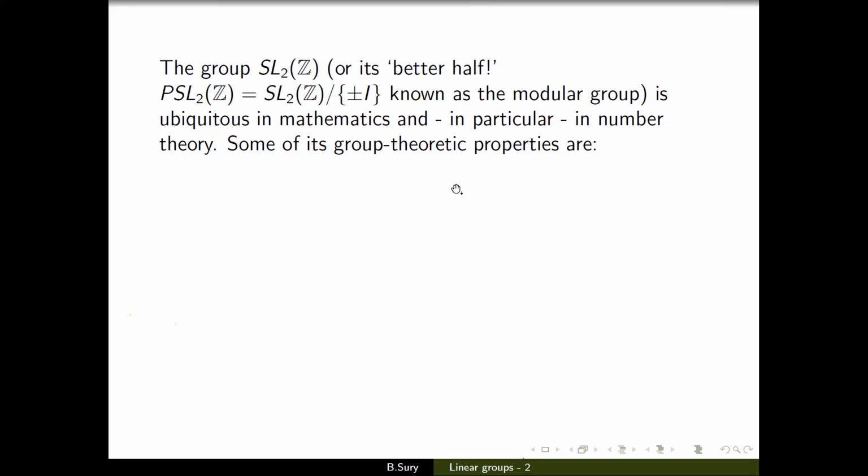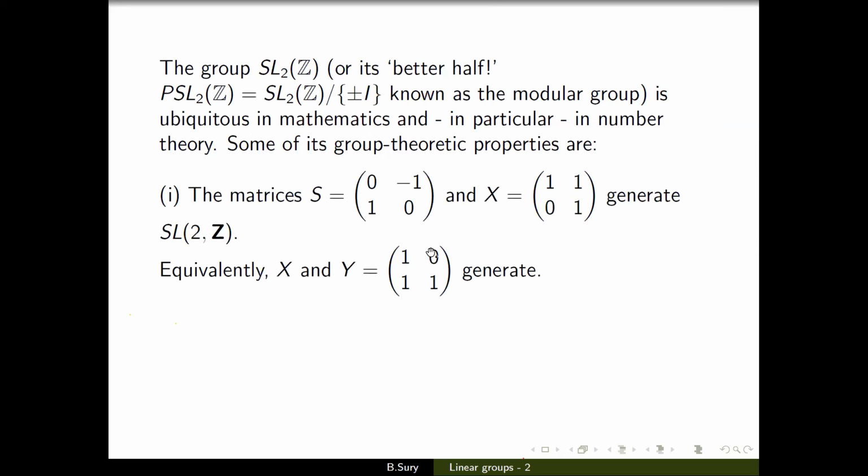Anyway, so SL2Z is the very basic group, and its quotient by plus minus identity is called the modular group. This is sort of pervading everywhere, ubiquitous. And let's look at some of its group theory properties. So this is a linear group over integers, and it is an infinite group. For example, the matrix (1 A; 0 1) is there, no? For any integer A, (1 A; 0 1) is there. So it is an infinite group. But there are remarkable properties.